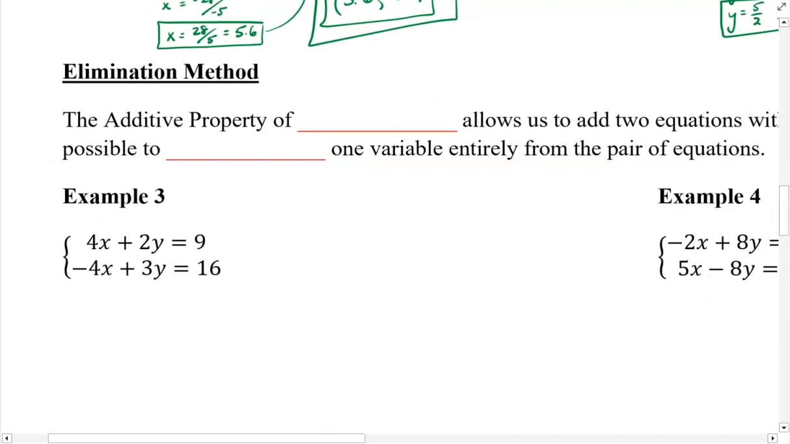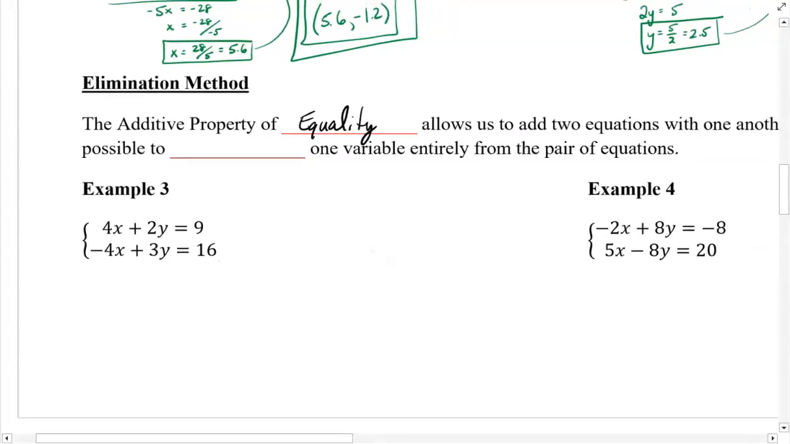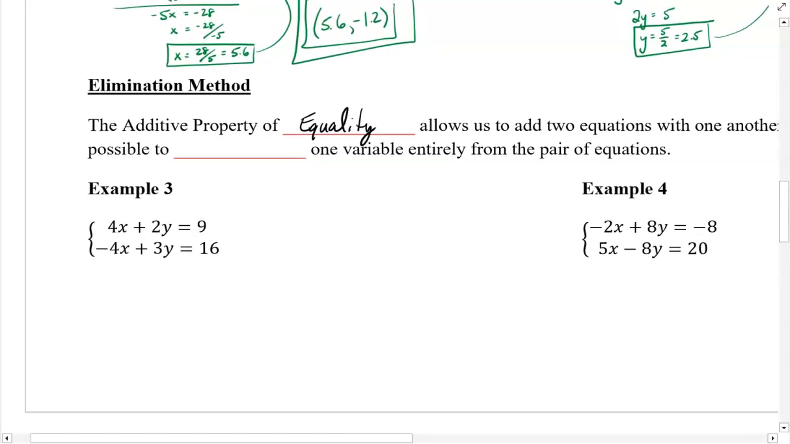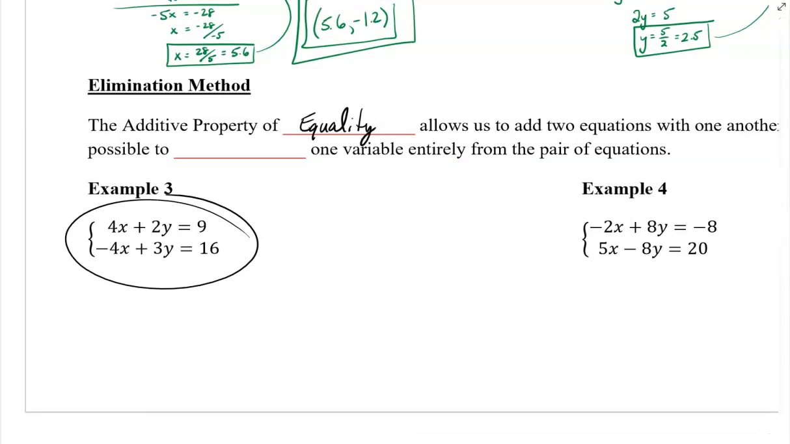Now we will use the elimination method because the additive property of equality allows us to add two equations with one another. So we can actually combine these two equations with one another. These 1 and 2 equations can actually be combined with addition or subtraction.